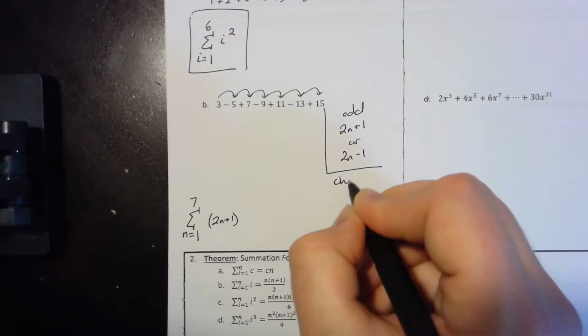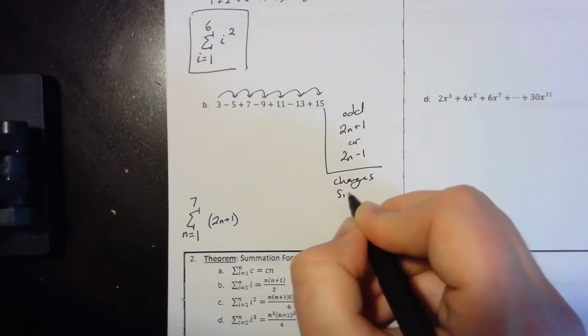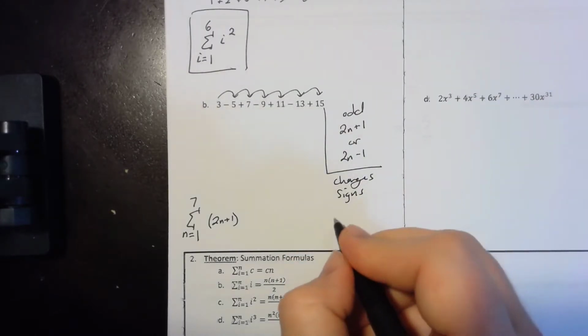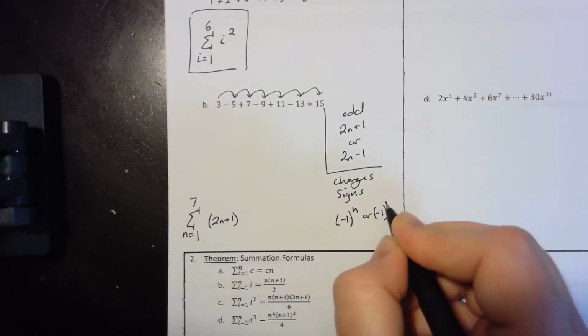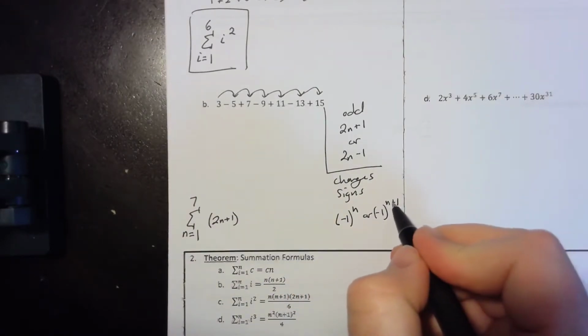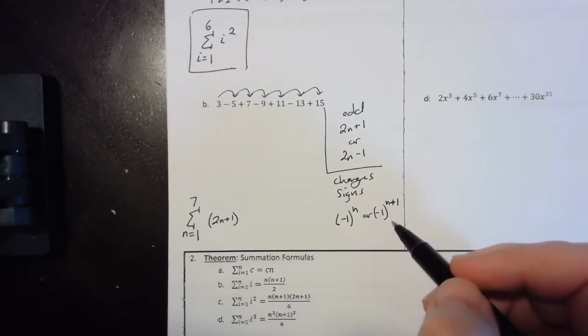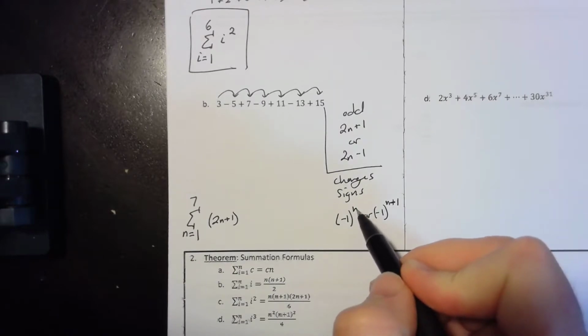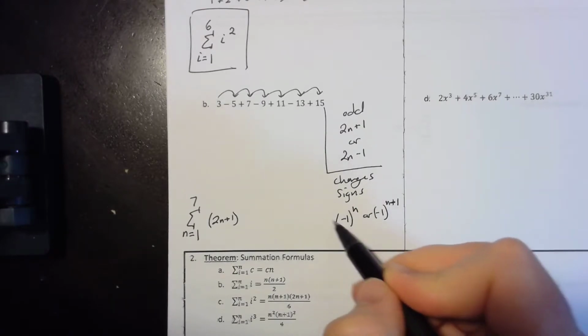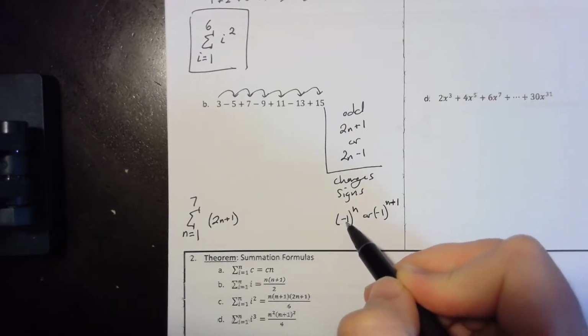If it changes signs, all you really need to do is have a negative 1 to the power of n, or a negative 1 to the power of n plus 1 or minus 1, or just some addition or subtraction of a 1. The reason why this will work is because if I try and plug in 1 to this, it will give me back a negative 1. But if I try and plug in 2, it's not positive.